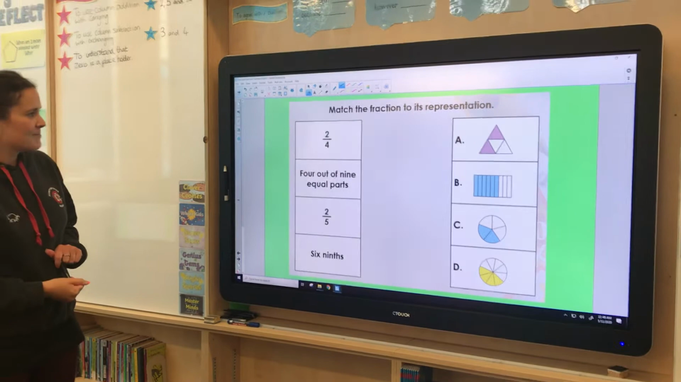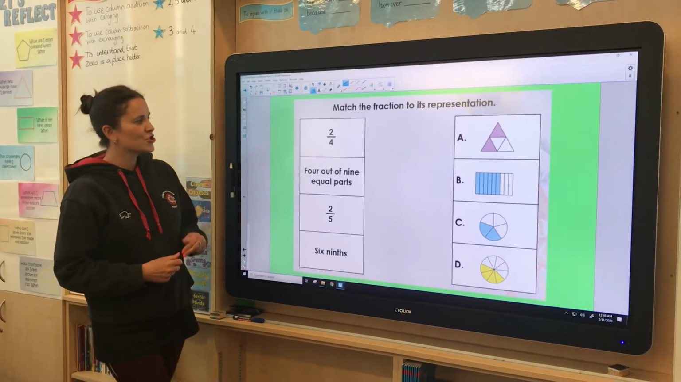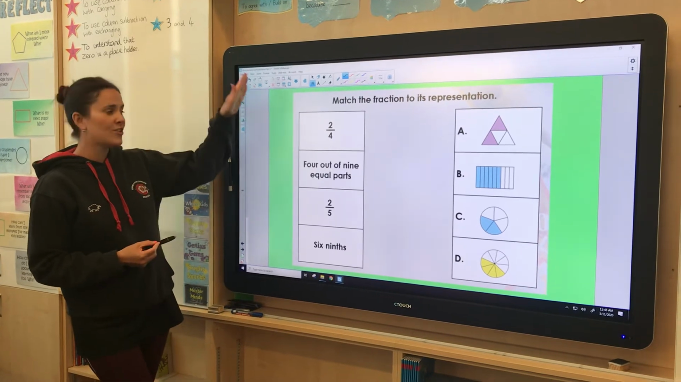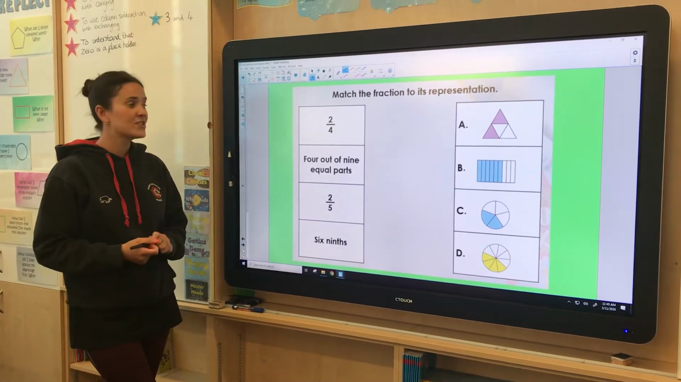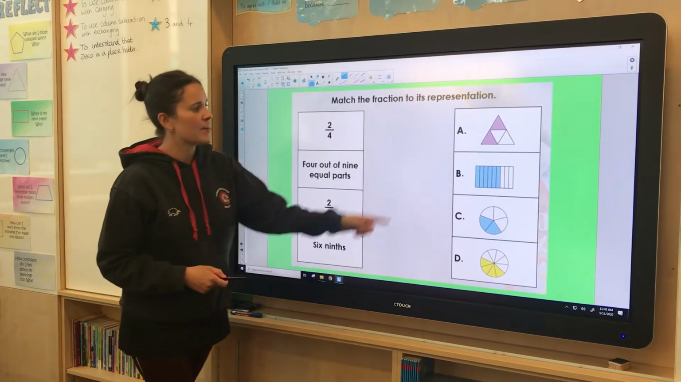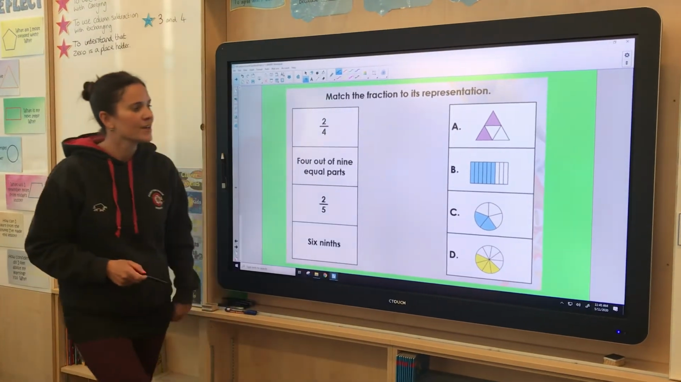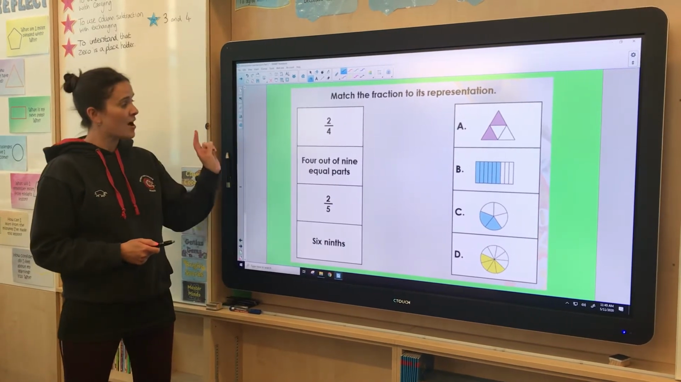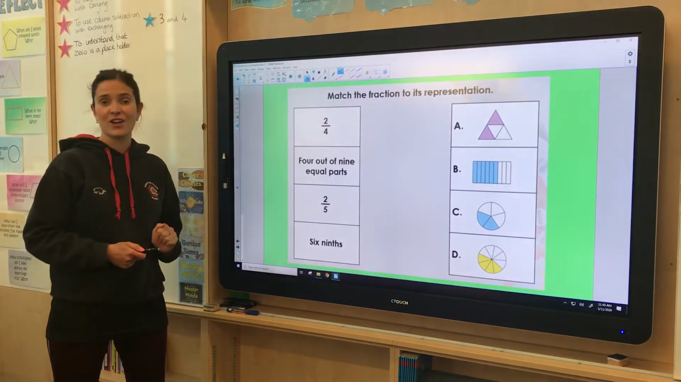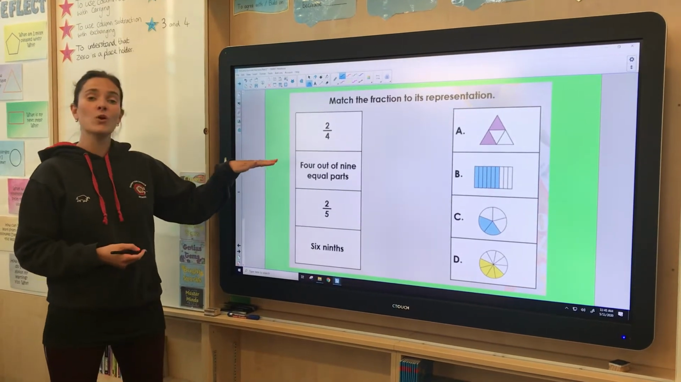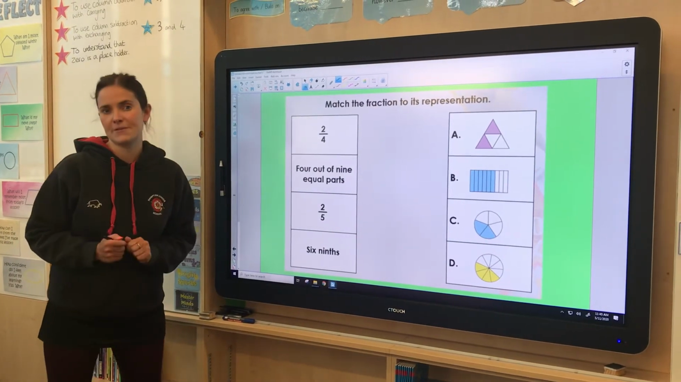The next one here says match the fraction to its representation. So we've got on the left-hand side some fractions written in numbers and in words, and then some picture representations over here. What I would do to make this easy for myself is I'd just go through and read each of these fractions first to make sure I understand them, and also the ones that are in words, I would write them in numbers as well.